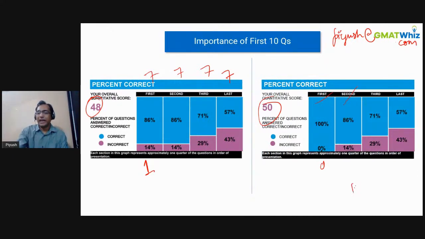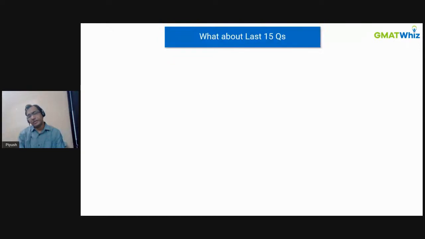I generally say that your approach in quant should be to get the first 15 questions right. Come what may, don't make any mistake in the first 15 questions. Now, what should we do later? What is the importance of the last 15 questions?